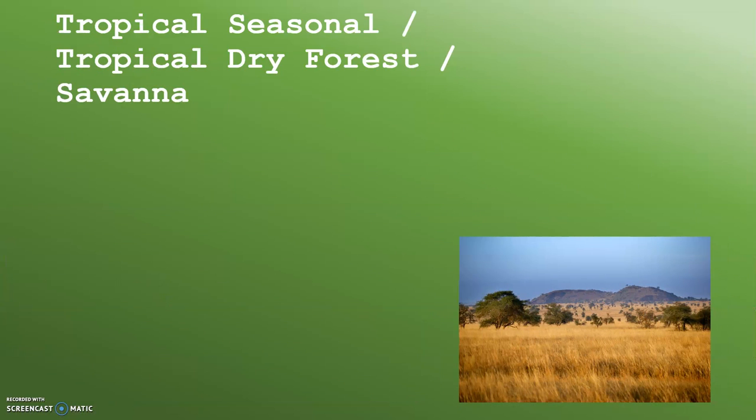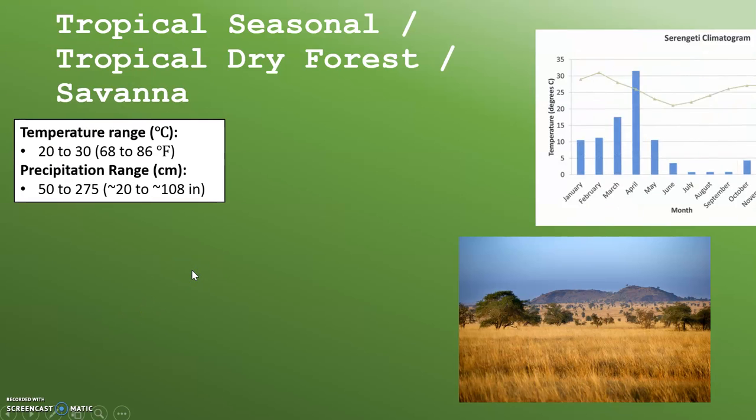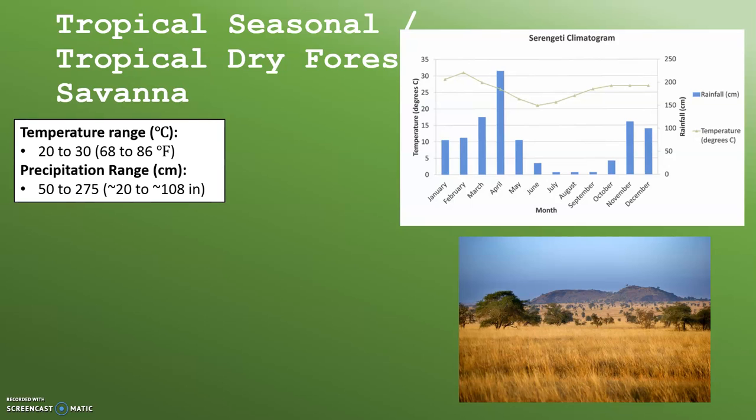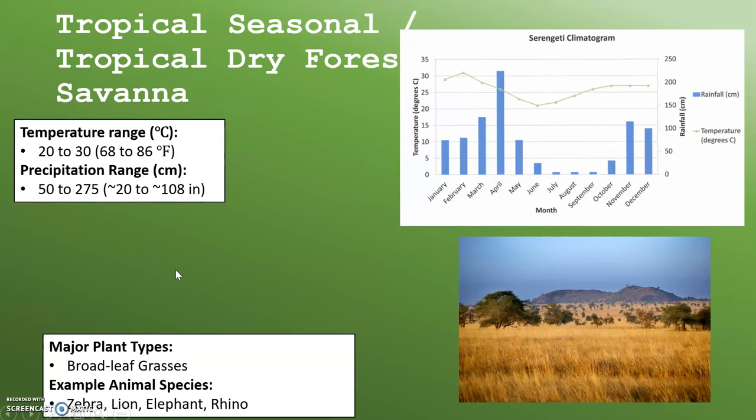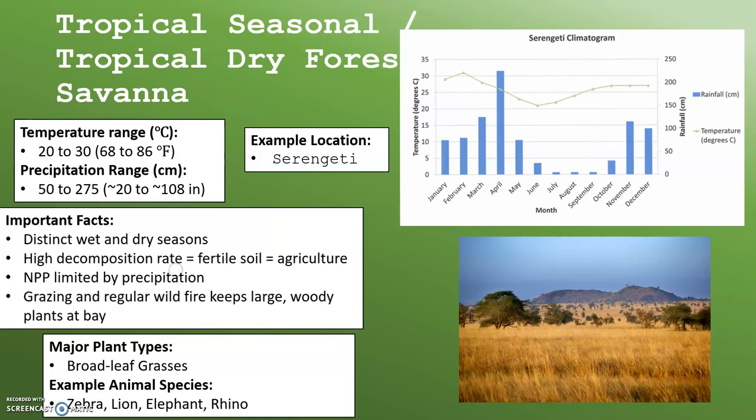Then we have the tropical seasonal forest, tropical dry forest, or the savanna. So I like to think of Kenya and Tanzania and parts of India. Warm temperatures, seasonal rainfall. We have a lot of tall perennial grasses, some that are drought tolerant and fire resistant. And these are where our zebra and elephant and the rhino all live. An example is the Serengeti.